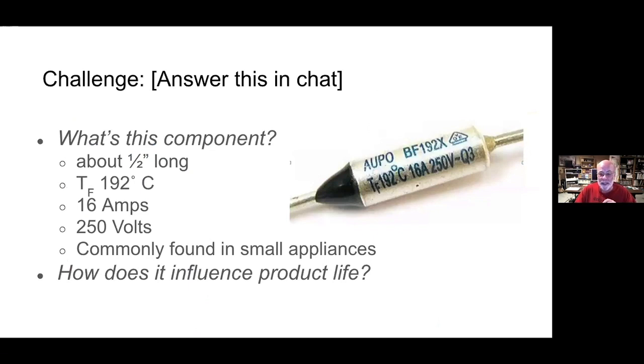All right, here is a challenge for you. Please do not advance the slide. I want you to answer this in chat. Wake up if you're not paying attention. What is this thing? We see them a lot in repair clinics. It's about a half inch long. It has some cryptic nomenclature on it. It says TF192C, 192 degrees centigrade, 16 amps, 250 volts, commonly found in small appliances. If you know what that is, type it in the chat, and then think about how it influences product life. This little thing influences product life.